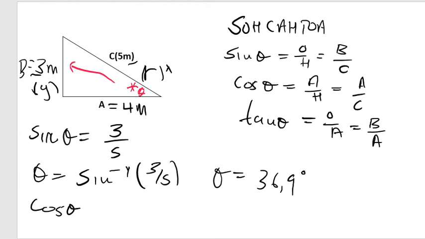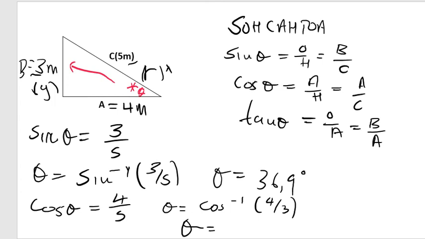Or you can use cos theta, just for interest's sake. We've got adjacent over hypotenuse, so your adjacent is 4 over hypotenuse, which is 5. Therefore theta equals arc cos of 4 over 5. When you punch this on your calculator, guys, you'll get 36.9 degrees. So you get the same answer.